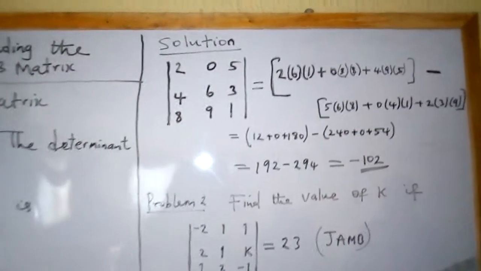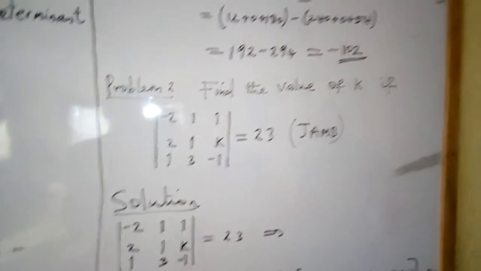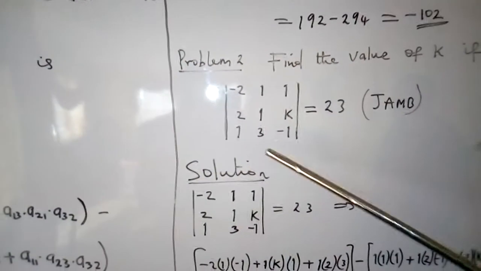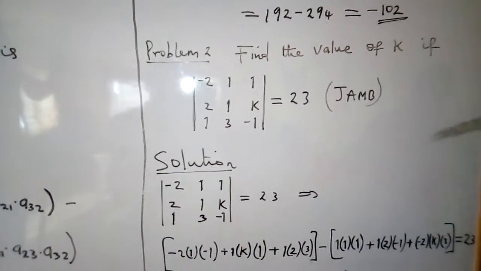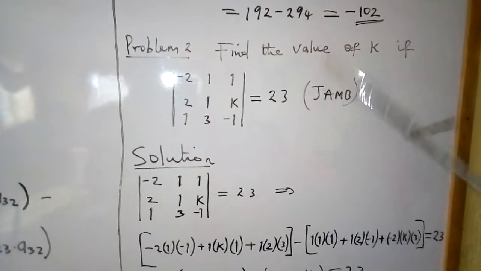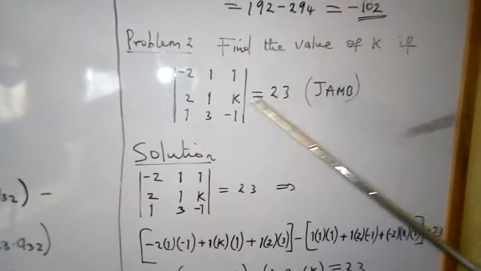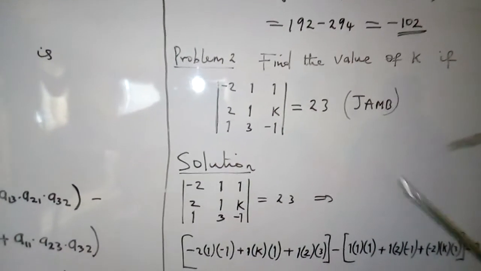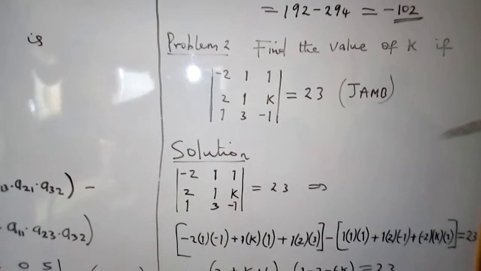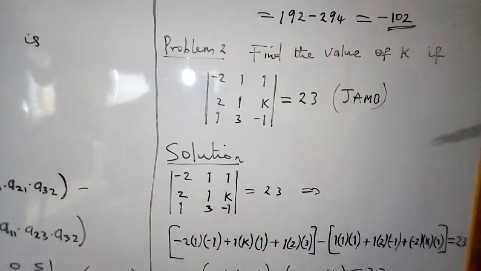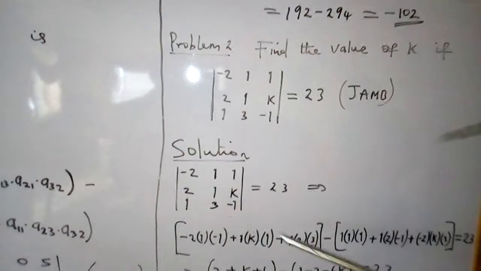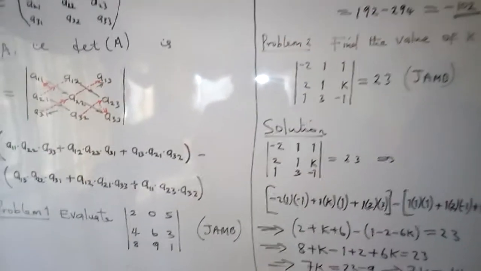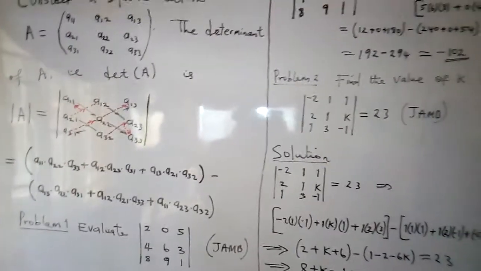Second problem. Find the value of k if the determinant of minus 2 1 1, 2 1 k, 1 3 minus 1 is equal to 23. That means the value of this determinant is 23, but what value will be in the position of k for the determinant to be 23? So we are going to find the value of k. Of course, we still follow the same procedure by finding the determinant of this using our alphabetic illustration.